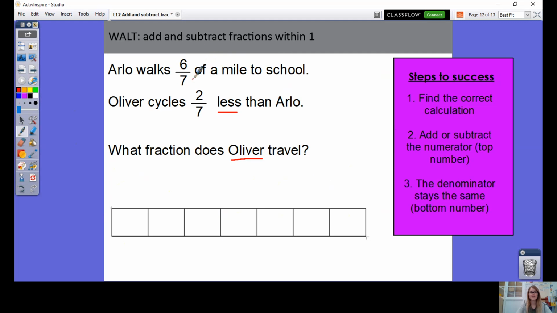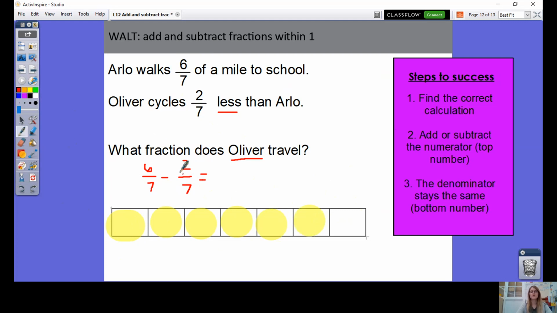So I know Arlo goes 6/7 of a mile and Oliver's is 2/7 less than Arlo. So I know my calculation this time is going to be 6/7 minus 2/7 to try and find out what Oliver travels. So again, I'm going to use my bar model to help me represent this. So I have 1, 2, 3, 4, 5, 6, 7 parts because that is my denominator. But I know I'm starting with 6 this time because it's a subtraction. So I'm going to do 1, 2, 3, 4, 5, 6. Okay, so I've got 6/7.